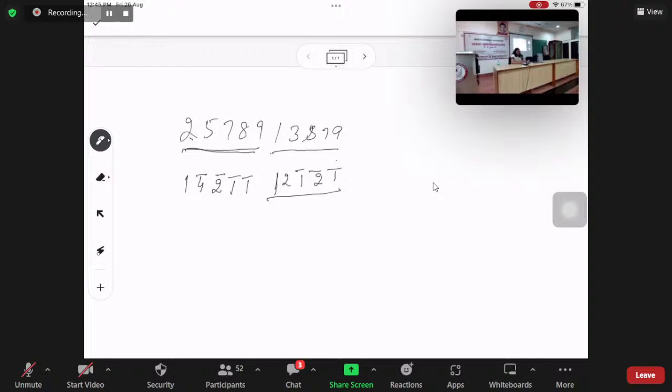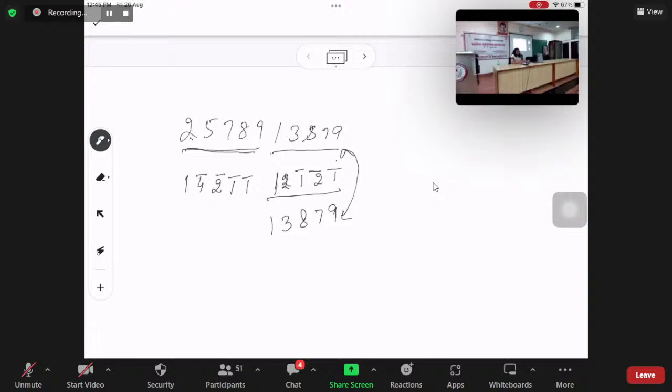Let us convert again. 10 minus 1 is 9. 9 minus 2 is 7. 9 minus 1 is 8. And this is 2. So we add 1 to this. This is 3 and 1. You can see both the numbers are same. Okay? So in this way we can convert a vinculum number to the normal number.